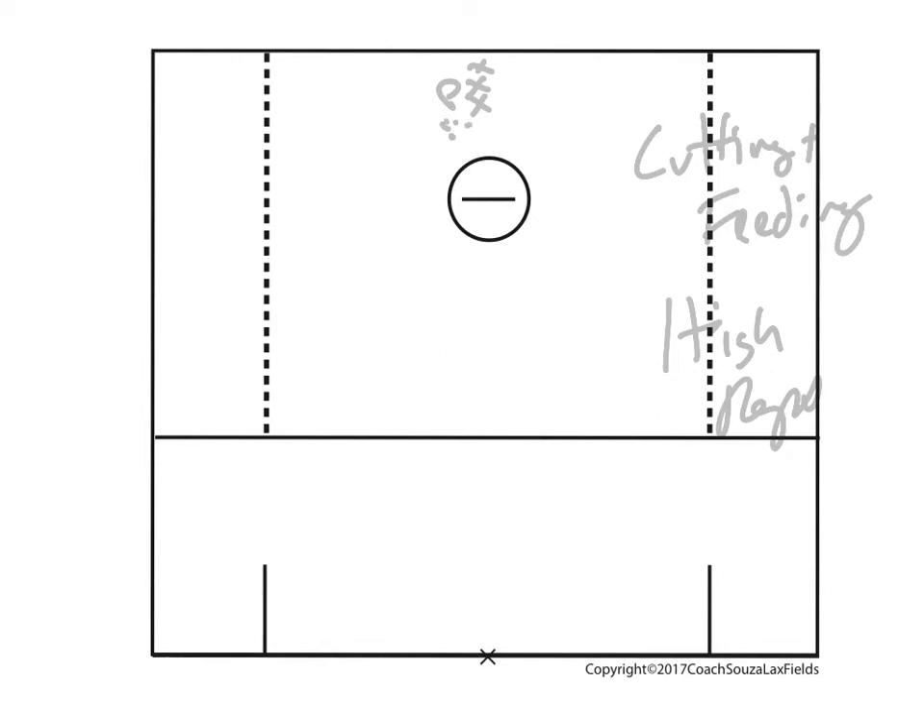So all the balls are right here. They're at GLE, and then you have a bunch of guys here at the point. So they'll split right to left, and then he'll come straight down and then cut. So it's a catch and a shot.